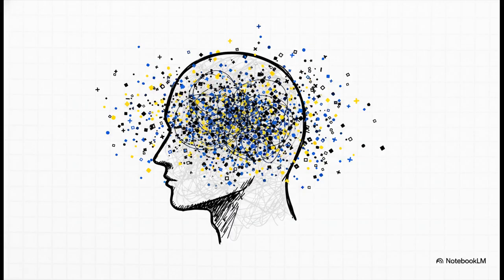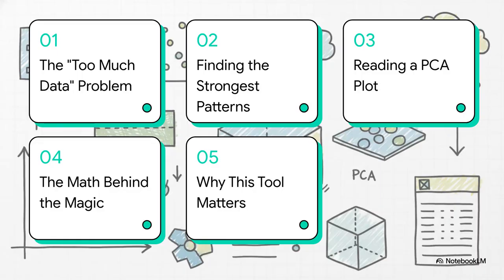You can't just compare everything to everything else. You'd be there forever. It would be a total mess. So here's our game plan. First, we'll talk about this too much data problem. Then we'll see how PCA is designed to find the strongest patterns. After that, we'll learn how to actually read a PCA plot and peek under the hood at the math. Don't worry, it'll be painless. And finally, we'll wrap up with why this tool is so incredibly useful.